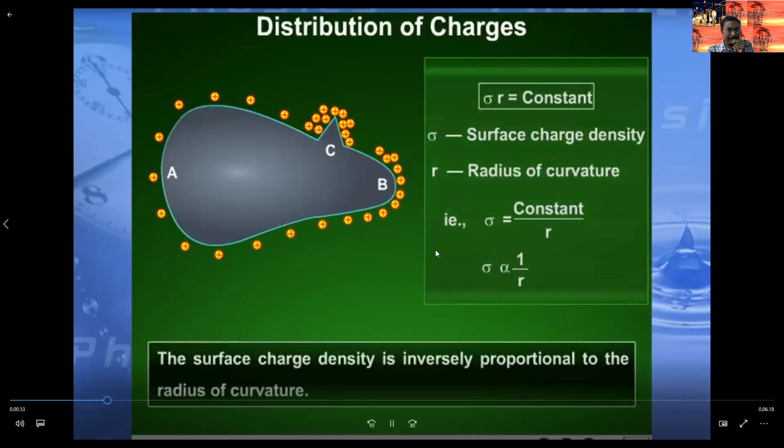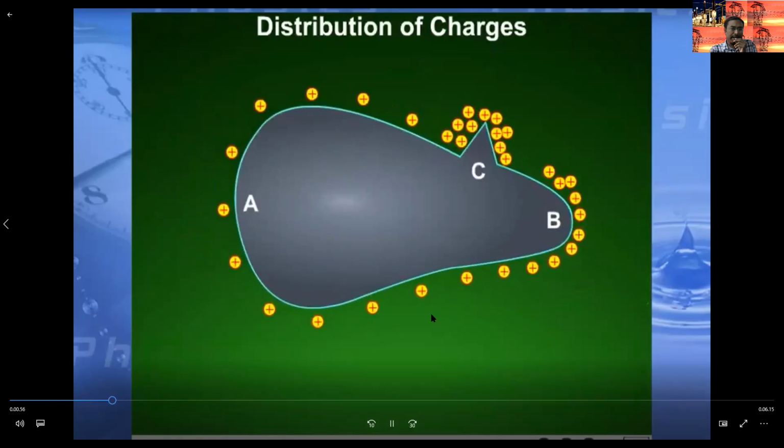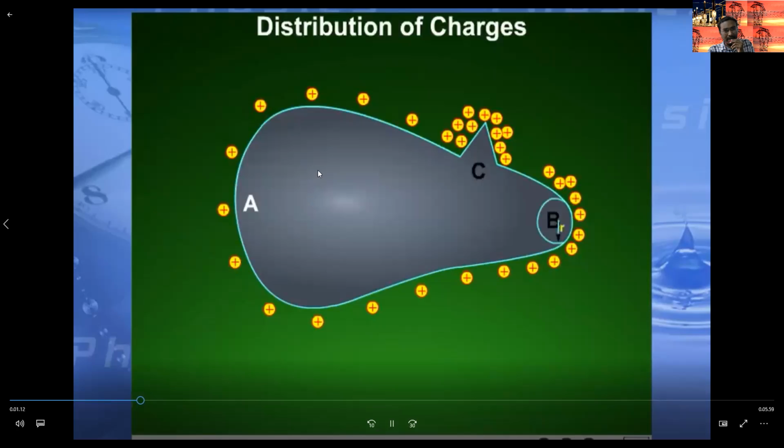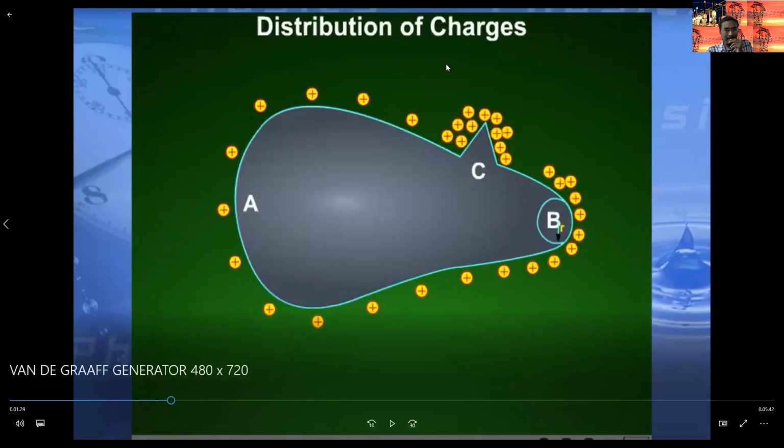This is clearly explained by the diagram. In the diagram, A, B, C are different positions having different radii of curvature. At point A, the radius of curvature is very high and hence the accumulation of charges is very small. But at points B and C, the radius of curvature is very small and hence the accumulation of charges is very high. Thus, we can conclude that the charge accumulates on pointed regions.